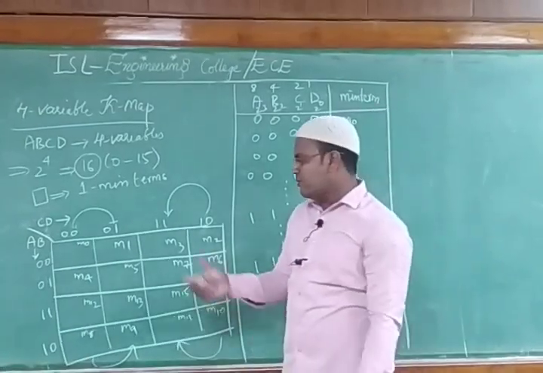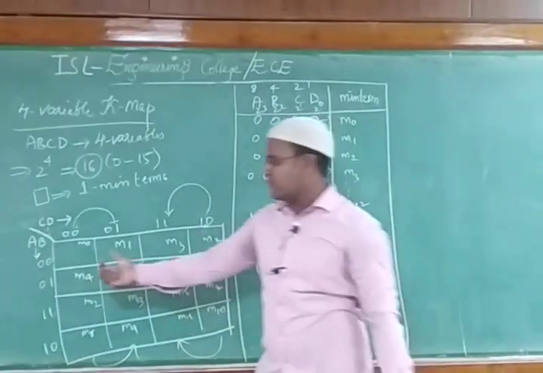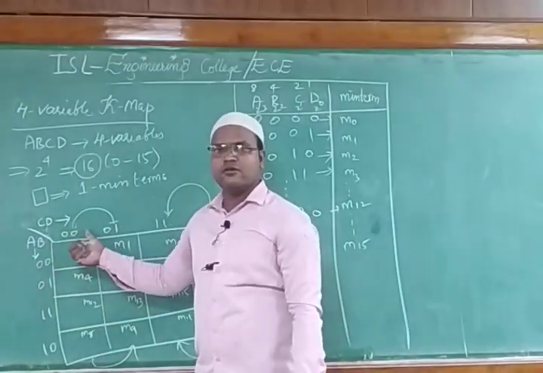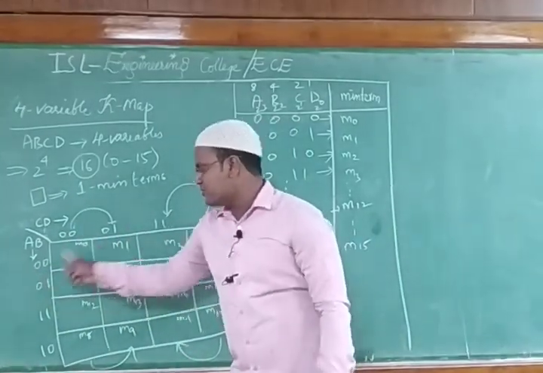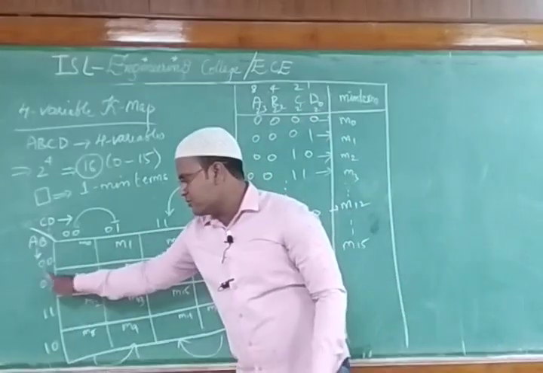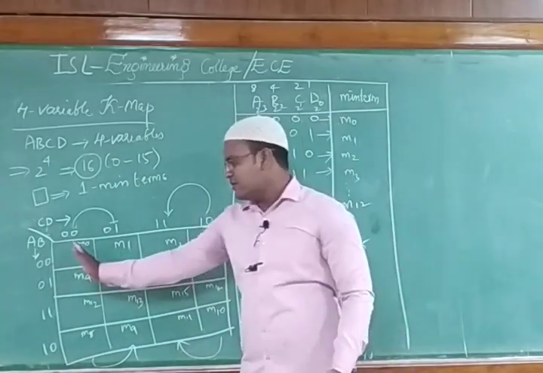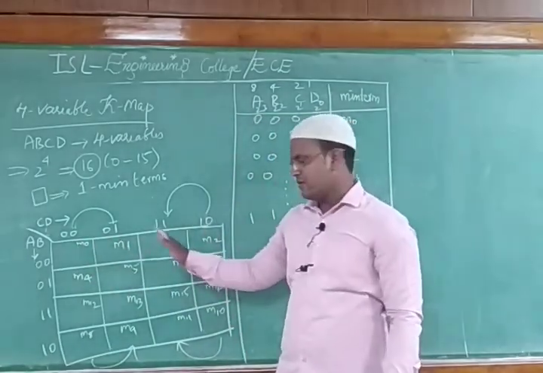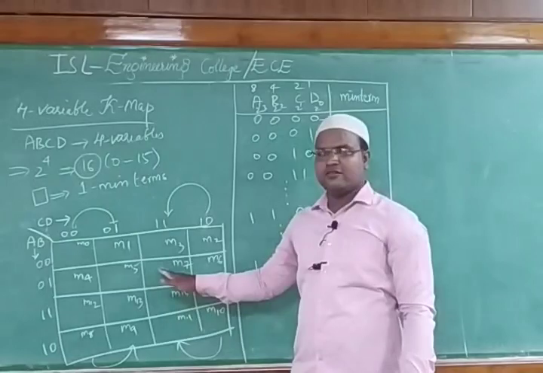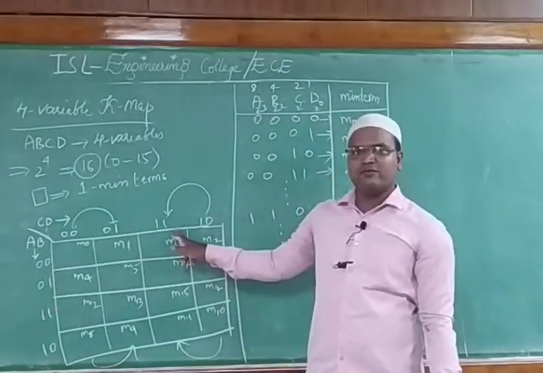For this, what we'll do is take A, B, C, D. M0 is the first one: 0, 0, 0, 0. M1 is 0, 0, 0, 1. That is written. Next, if you have 0, 0, 1, 1, it is M3. So how have we mentioned them? We mentioned from 0, 1, 2, 3, 4, 5, 6, 7. What should 7 be? 0, 1, 1, 1. It is M7.